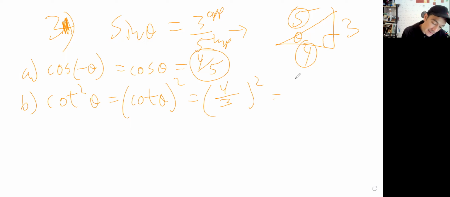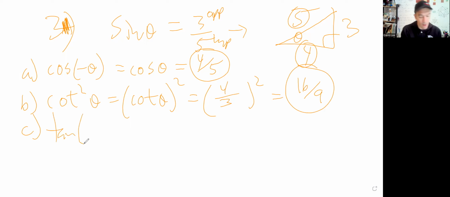And that gives us 16 over 9. Done. Part C. Tangent of theta minus 10 pi.